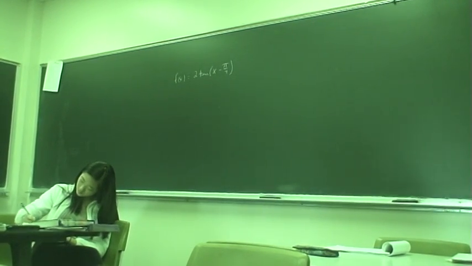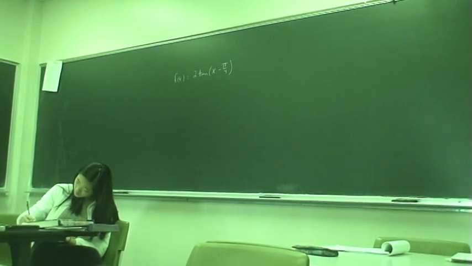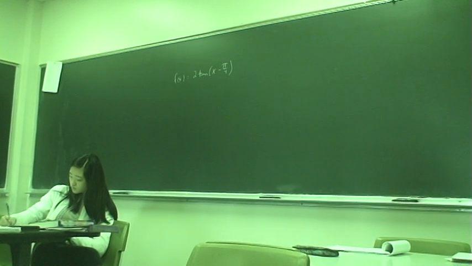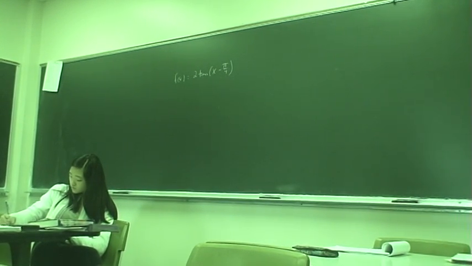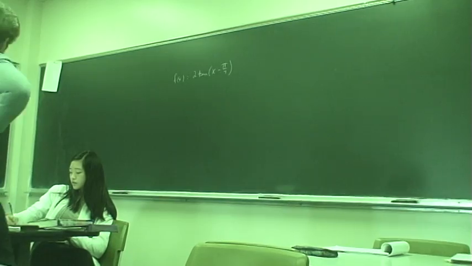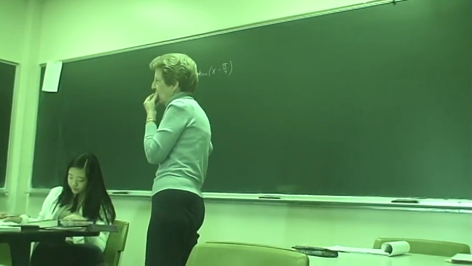All right, so take a minute. Think about what tangent looks like. Think about what the 2 does and what the pi over 4 does. And then confer with your group mates. So the 2 does a vertical stretch, and the pi over 4 does a shift.